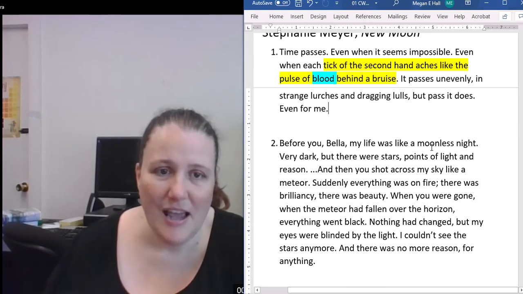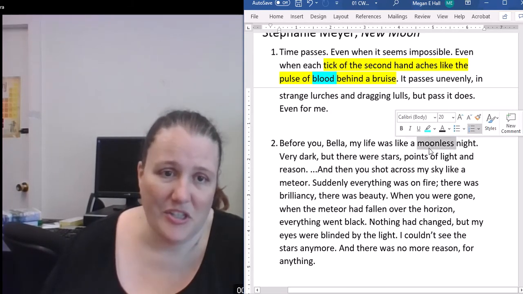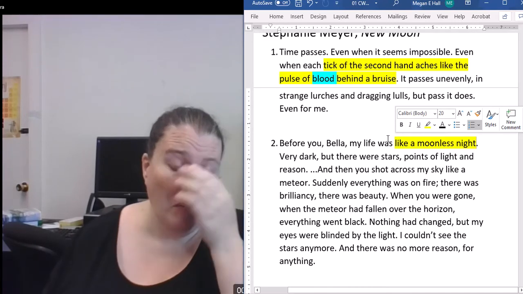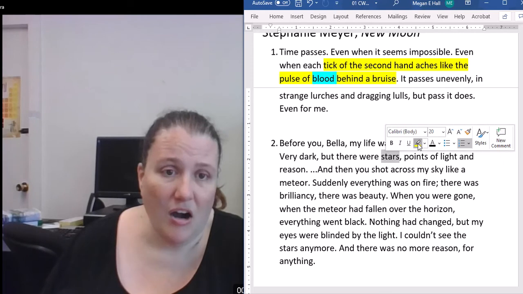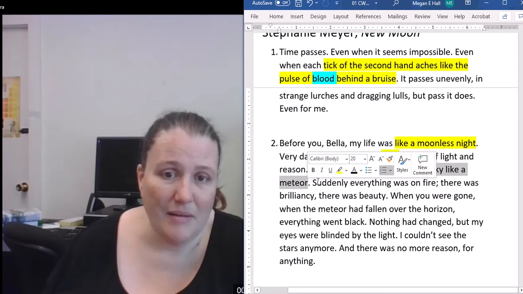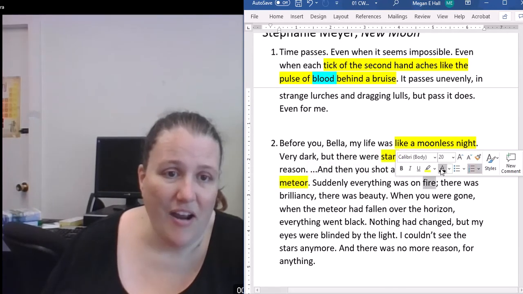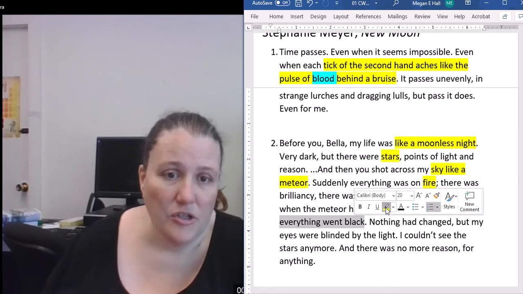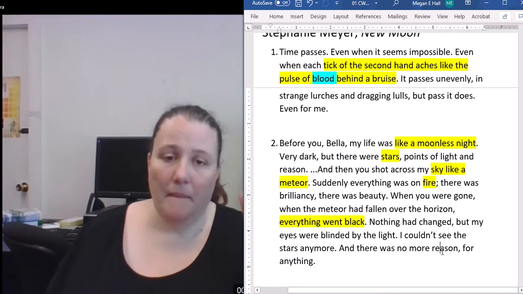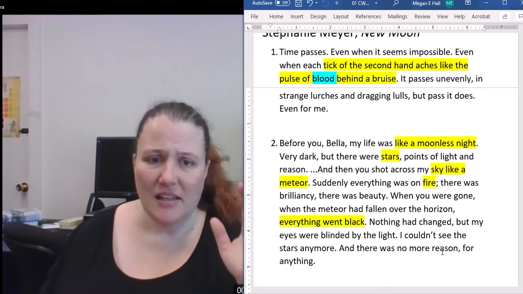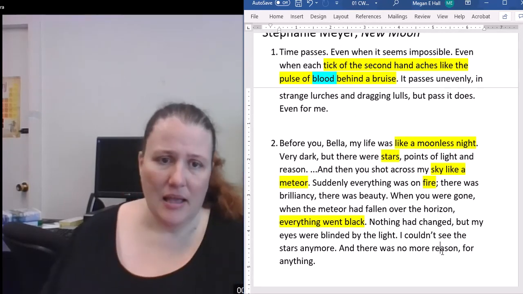All right. Now here we have these similes, but a lot of times this is called a mixed metaphor because we have a couple different things going on. But this simile of a moonless night where there are stars and reason, and then she comes in like a meteor, everything's on fire, there's brilliancy, and when you're gone, everything goes to black. So it's this extended comparison here in this paragraph of his life before, her effect on him, his life after.